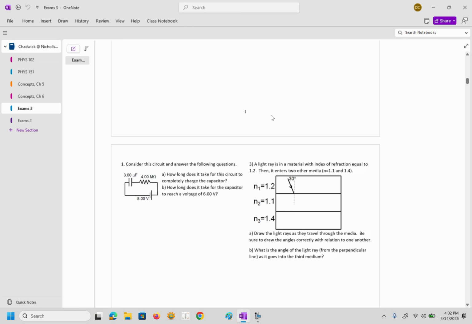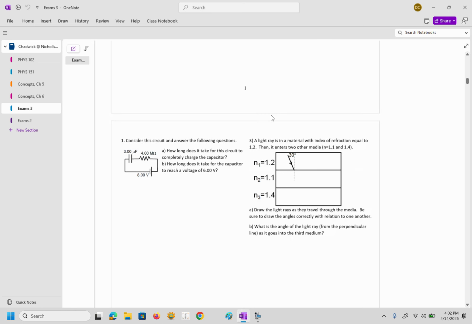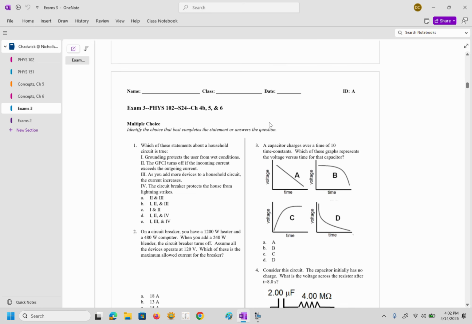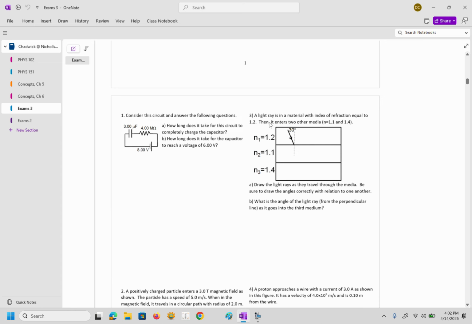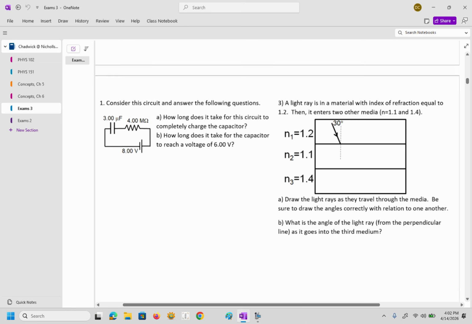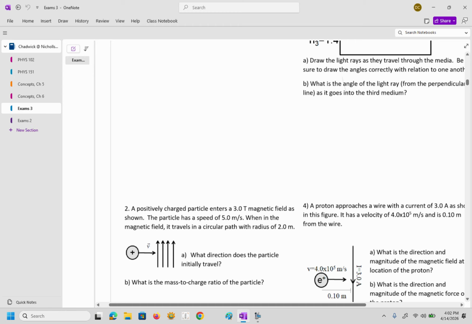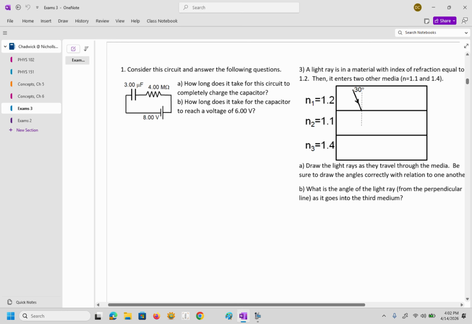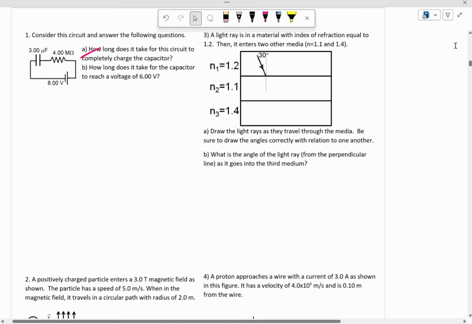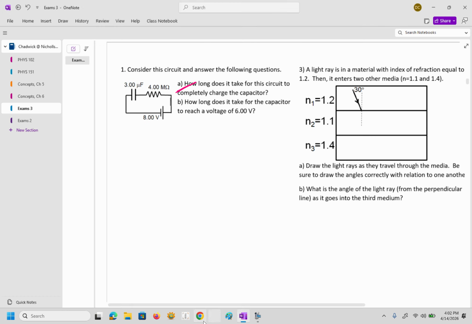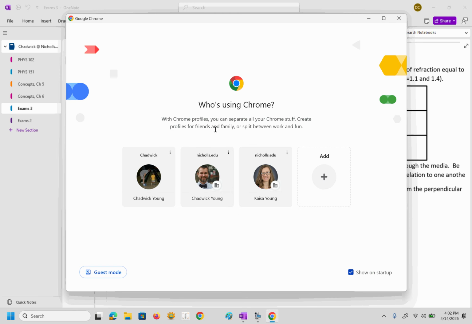So I'm gonna, let's see, this is spring 24, number 1. We'll do number 1 and number 4, and then we'll go to some other exam. Spring 24, this is number 1. I'm not gonna ask you question A. Instead, I'll ask you question B. Question B is how long does it take for the capacitor to reach a voltage of 6 volts? So remember to just look at your equation sheet.